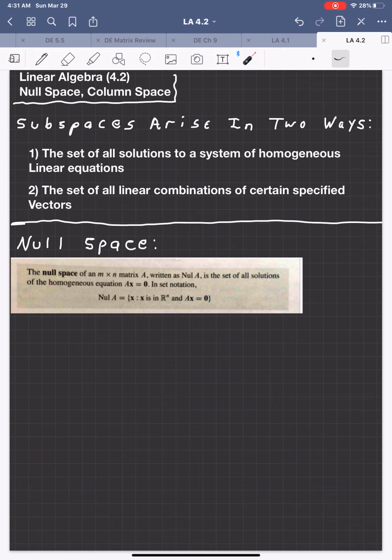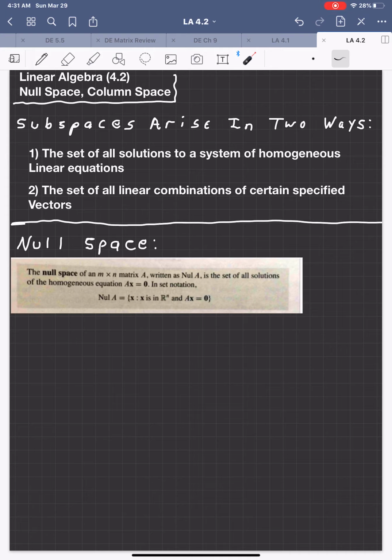Ready? So if we're interested in some ways that subspaces arise, well, subspaces arise in two different ways. They arise as the set of all solutions to a system of homogeneous linear equations. That's where we're going to begin in just a second. And they arise as the set of all linear combinations of certain specified vectors.